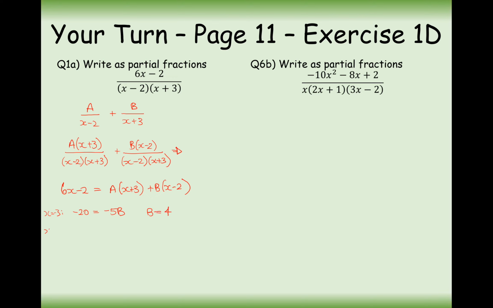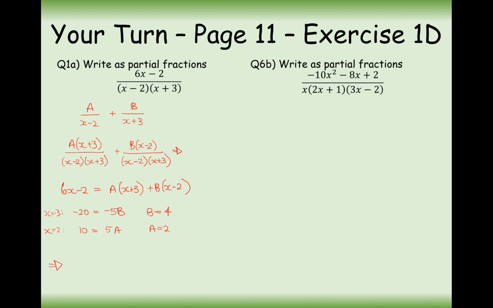And in the second case here, what do we need to do to make the b bracket equal 0? Let's substitute in x equals 2. So substituting in x equals 2 across the board, we get 12 minus 2 is 10, equals 5a. So in this case here, a is equal to 2.